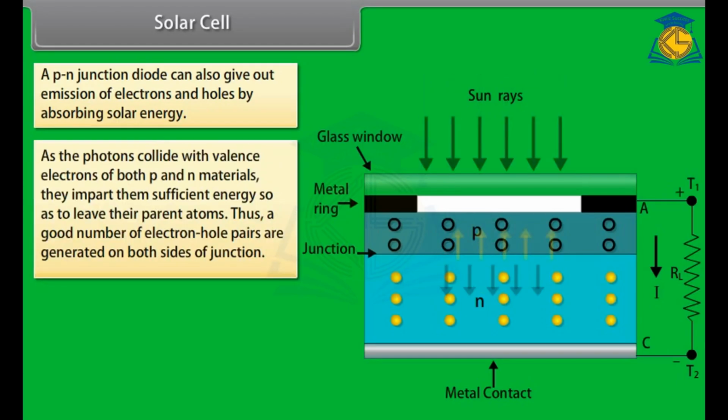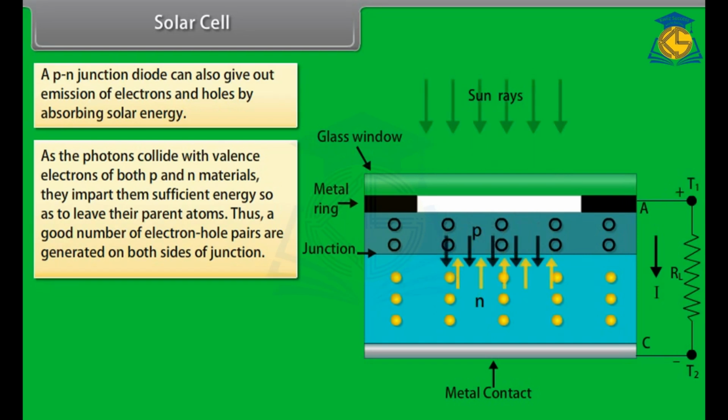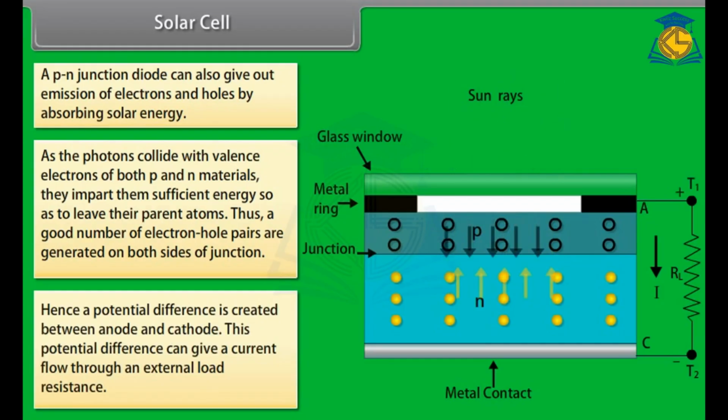As the photons collide with valence electrons of both p and n materials, they impart sufficient energy to them so as to leave their parent atoms. Thus, a good number of electron-hole pairs are generated on both sides of the junction. Hence, a potential difference is created between the anode and cathode. This potential difference can give a current flow through an external load resistance.